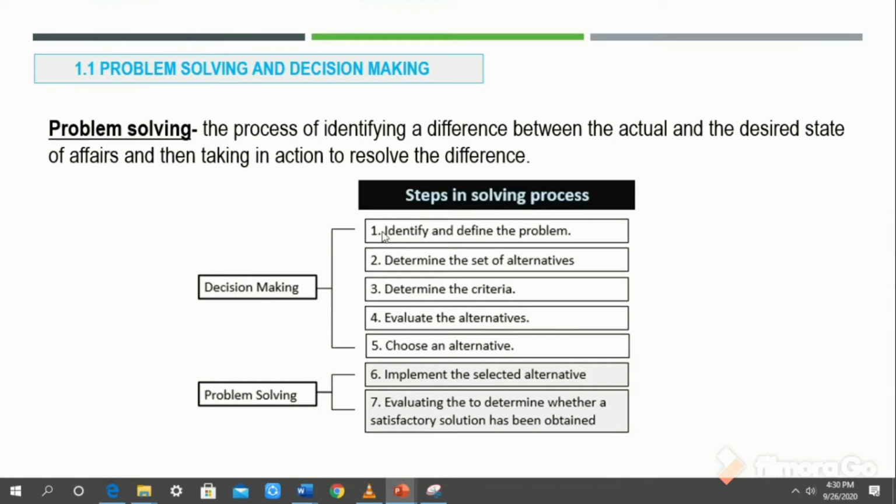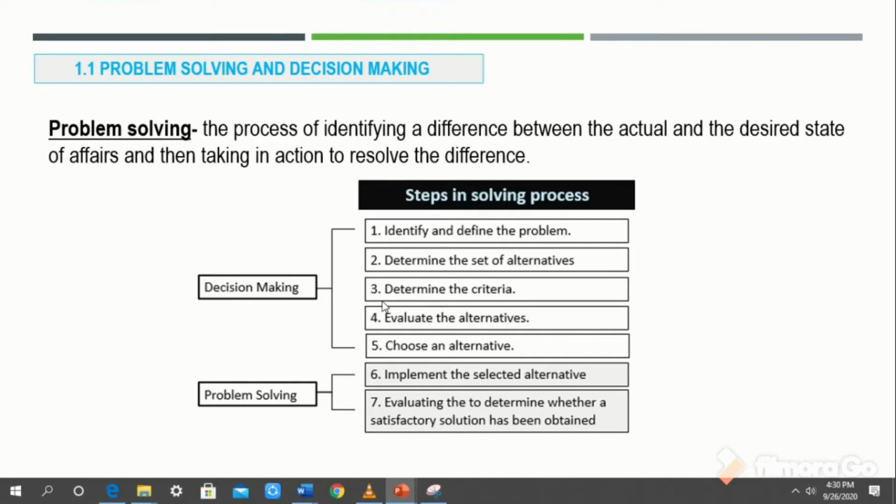So first, identify and define the problem. You have to know your problem by knowing the root cause of it. And then after that, proceed to number 2, determine the set of alternatives. So what solution or solutions must you think of to address the issue? Usually, you are the decision maker or the manager. You must think of more than one solution. So there will be varied choices.